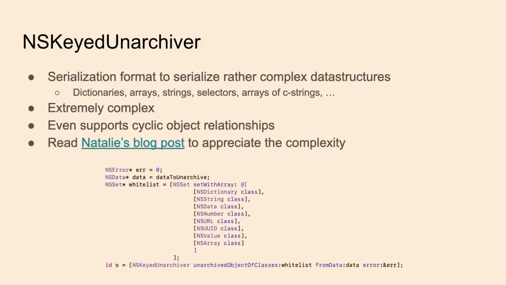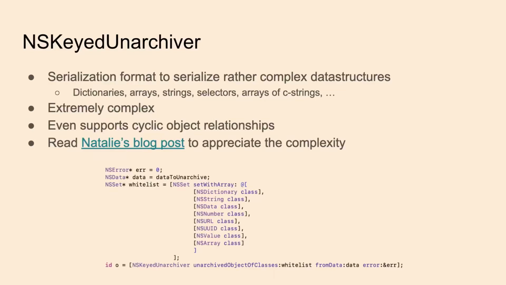So this is Objective-C at the bottom. If you're not familiar with Objective-C, you can think of these brackets as just being method calls. So in the last line, it's calling the unarchivedObjectOfClasses method for this NSKeyedUnarchiver. You can see you can pass a whitelist of classes. So in this case, it will only decode dictionaries, strings, data, etc. So it looks quite okay.